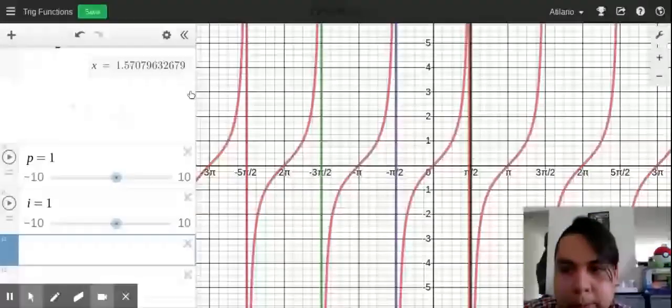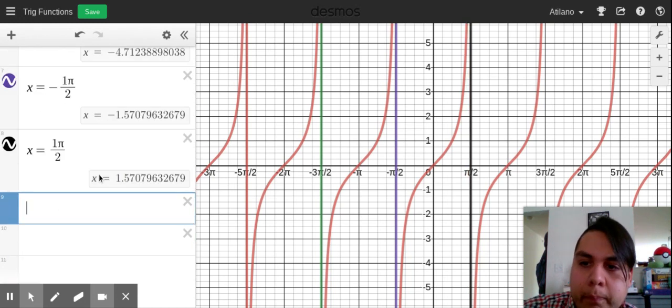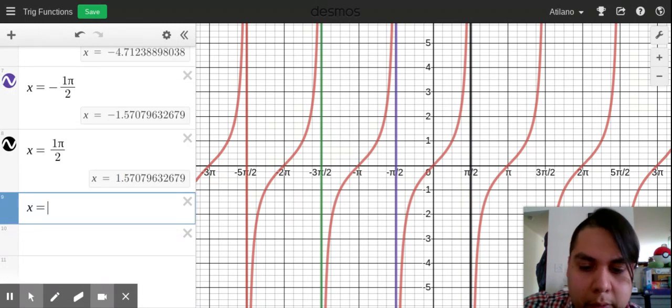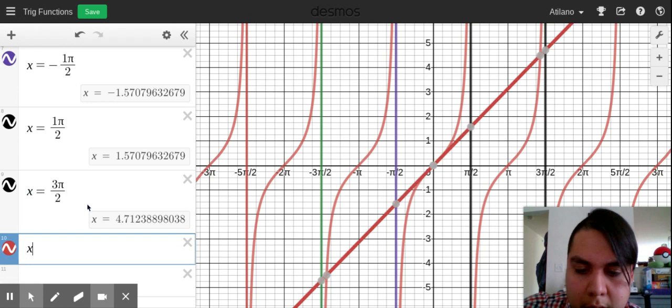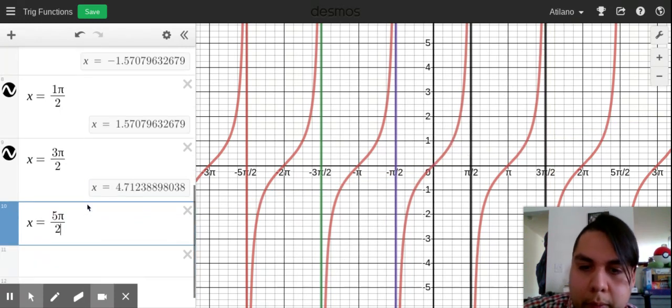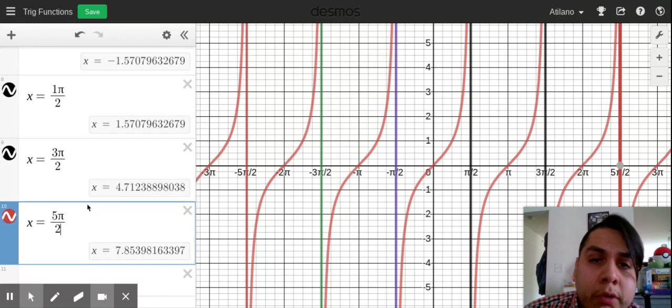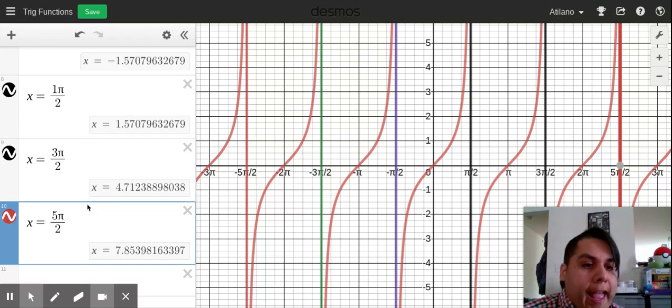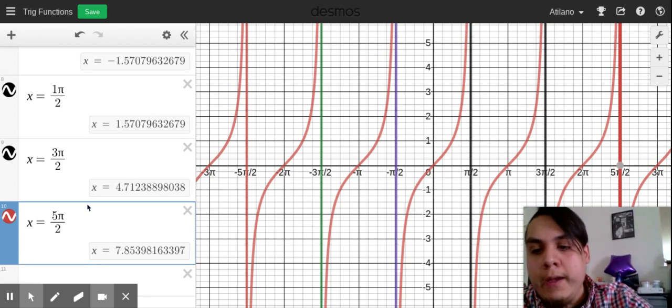That one didn't work. That's okay. All right. So x equals 3 pi divided by 2. X equals 5 pi divided by 2. Right. So those are all the locations where I'm going to have a vertical asymptote, aka where my tangent function will be undefined. So let's try to summarize this.